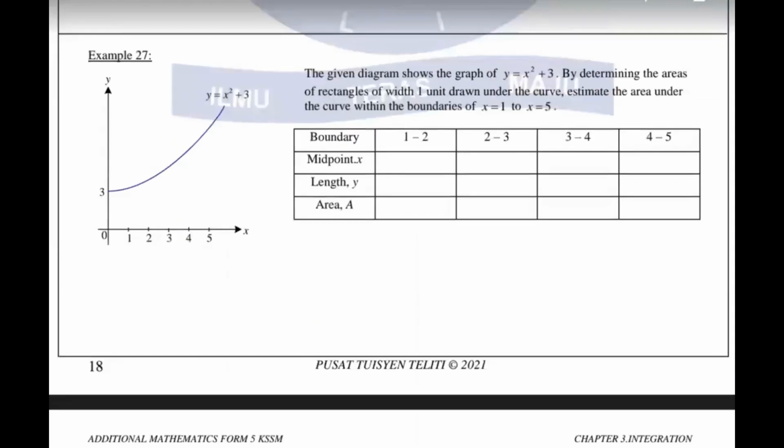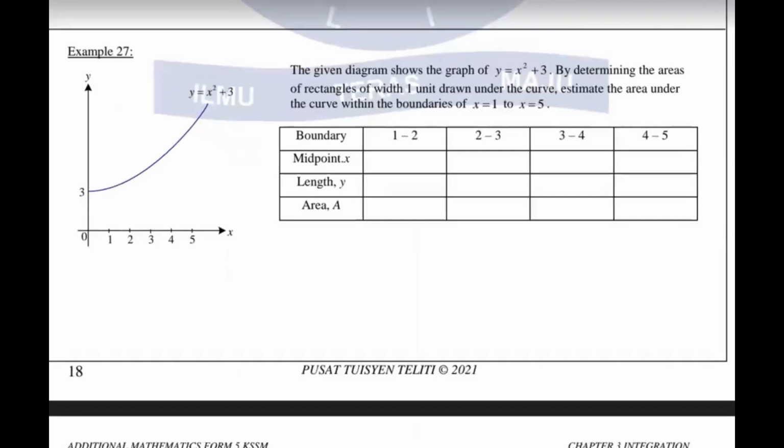Okay, I'm just going to go through the example. The self-test you don't have to do, because normally they don't test this in the exam. So here we have the area under the graph y equals x squared plus 3. What we're going to do is find the midpoint. For the boundary 1 to 2, we're going to draw this line. I don't want to use this ruler, it's very hard to draw, so I draw like this, horizontal. This is 1 to 2.